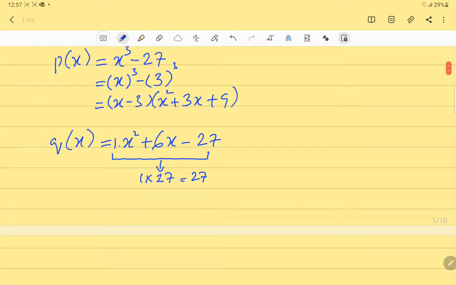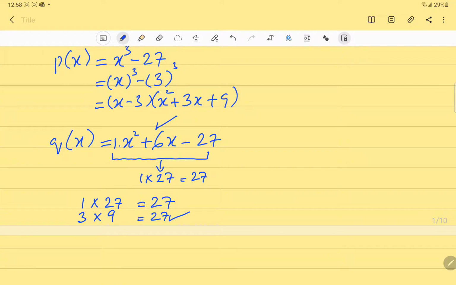Now we will make all the pairs of factors for 27. The first one is the same, 1 into 27 is equal to 27. Second one, 3 into 9 is equal to 27. Is there any other pair of factors? No, that's it. There are only two. Now we have to check which one of these two can give us 6 if its factors are added or subtracted. Obviously the second one, because if we subtract 3 from 9 we are getting 6.